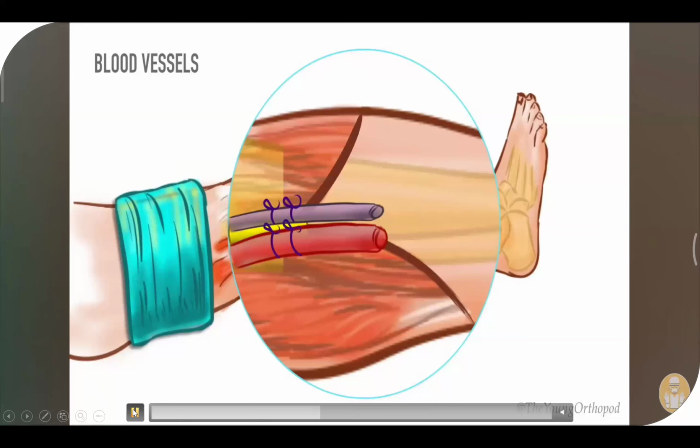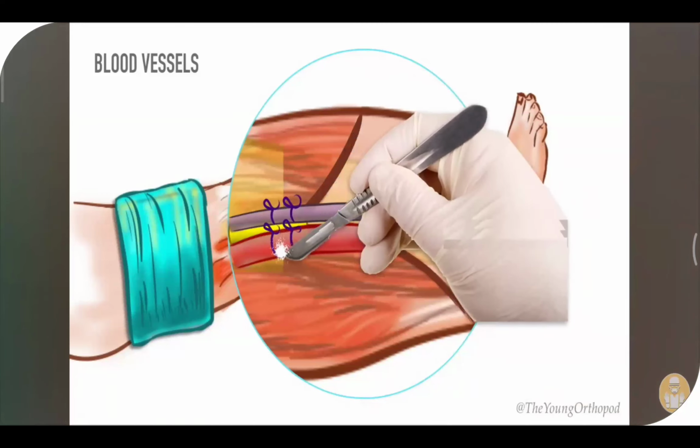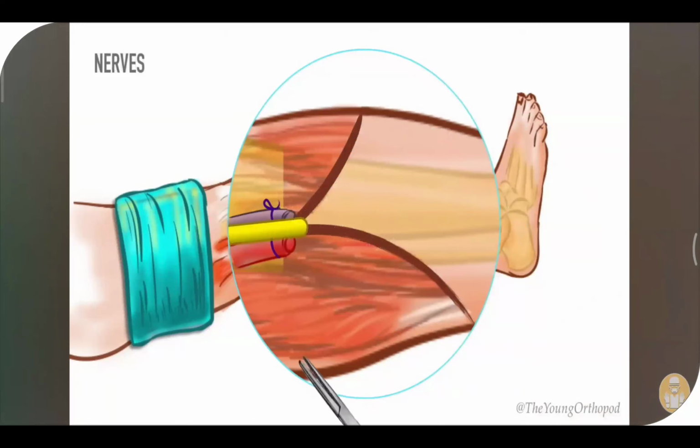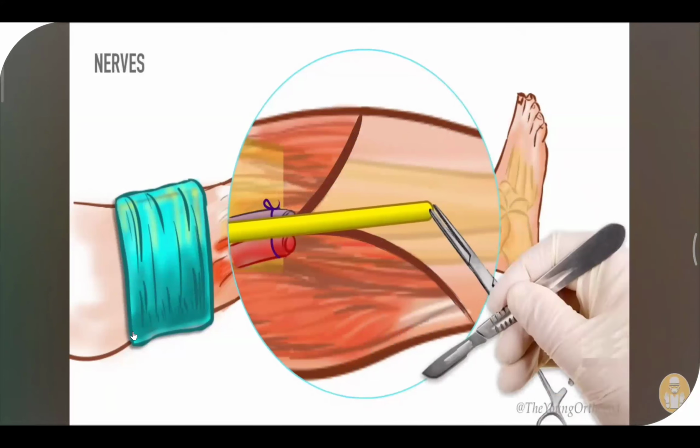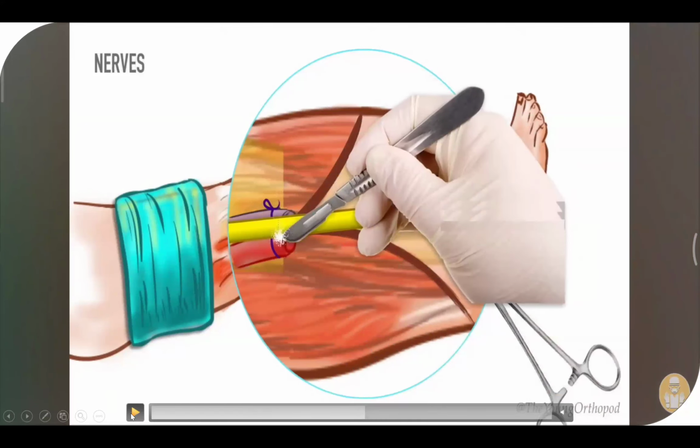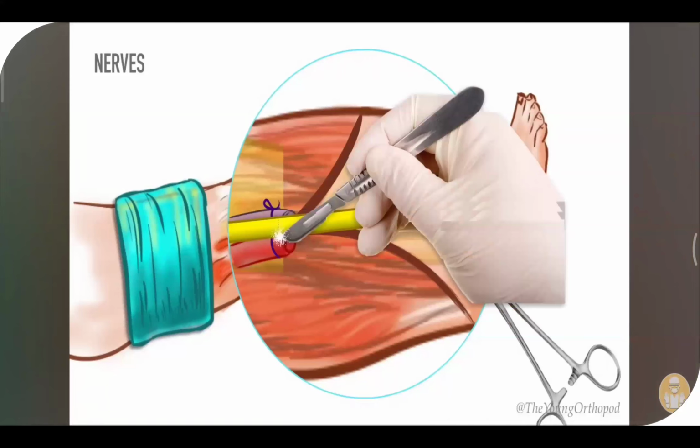Coming to blood vessels, they should be isolated, doubly ligated with non-absorbable sutures and then divided. Coming to nerves, nerves should be isolated, gently pulled out at least 2 centimeters, and sharply divided so that the end retracts well proximal to the level of bone section. There shouldn't be crushing of nerves. If there is, then the patient may develop post-op pain.